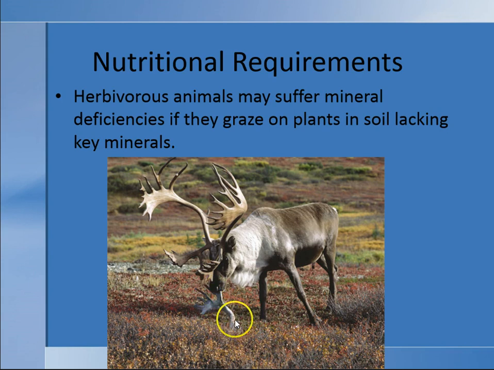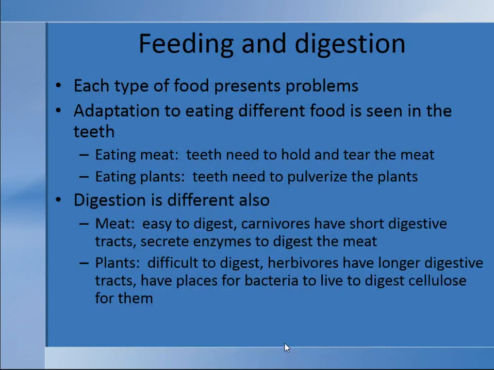And so it's doing this to get the minerals that it needs, because the soil here in the region where these guys live does not have the minerals that they need. It's very deficient in the important minerals. Okay, so each type of food presents a problem, and we'll come back to this later on, but you can see adaptations to the different foods really in 2 places: 1, the teeth of the animal, and 2, the digestive tract itself.